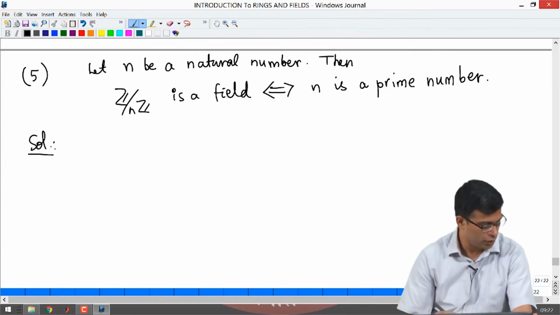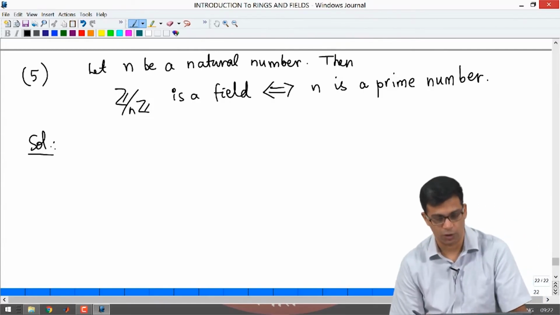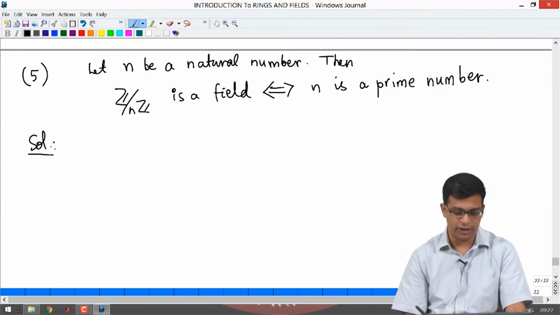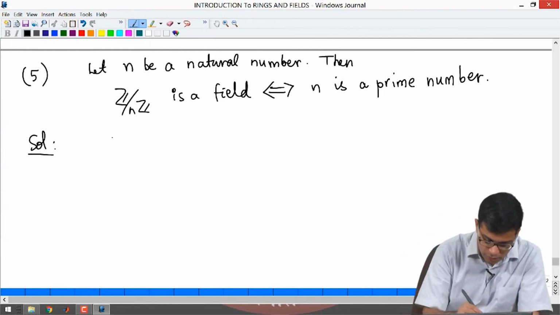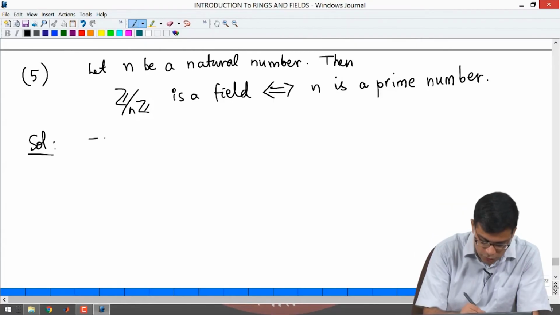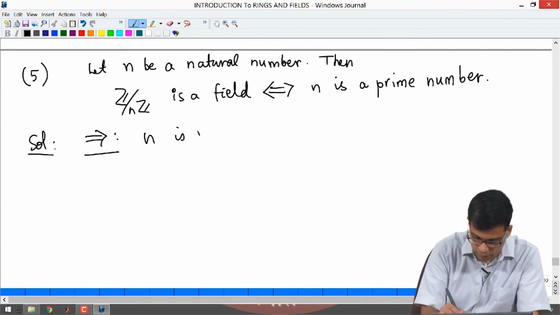So, solution, and the solution is something that you can construct easily. So, I will not do all the details, but quickly tell you the basic idea. So, suppose, so in this direction, or actually in this direction. So, suppose n is not prime.